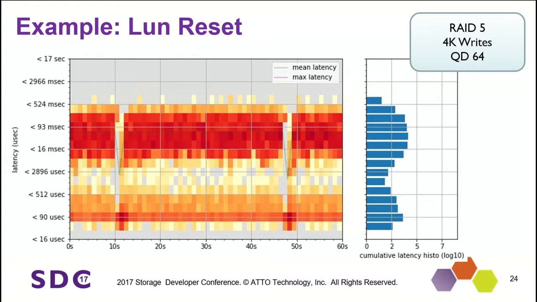So when the Lun Reset is acknowledged and the host starts kicking us again, we get a nice burst, a little star of early statuses, and then everything returns back. I just thought this looked really cool, so I wanted to share that.